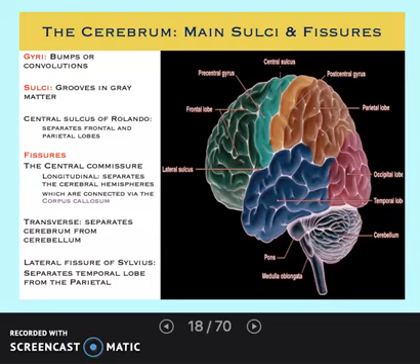And then you have these fissures. Remember that the central fissure, a longitudinal or sagittal fissure, separates those two cerebral hemispheres. The transverse fissure separates the cerebrum from the cerebellum. And then we have this lateral fissure of Sylvius, or lateral sulcus, and it separates the temporal lobe from the parietal and the frontal lobes.